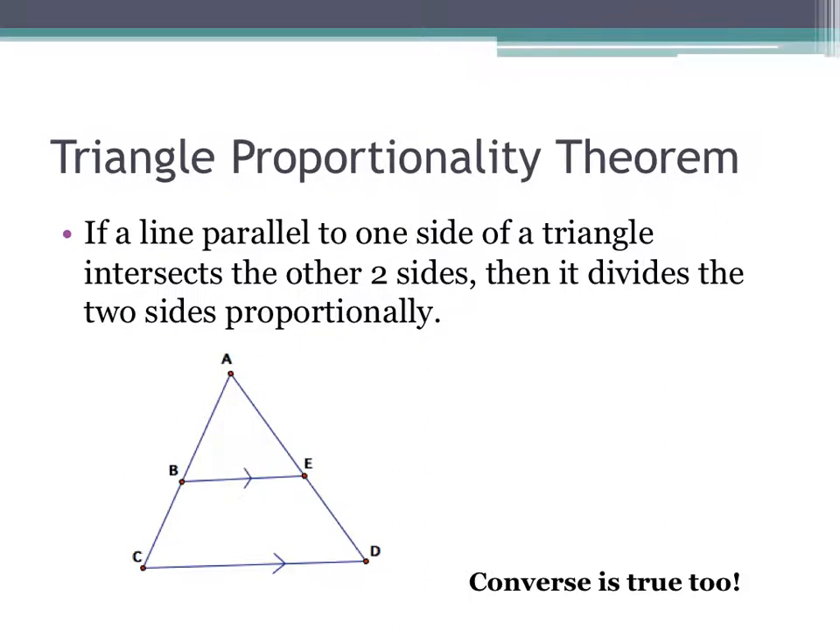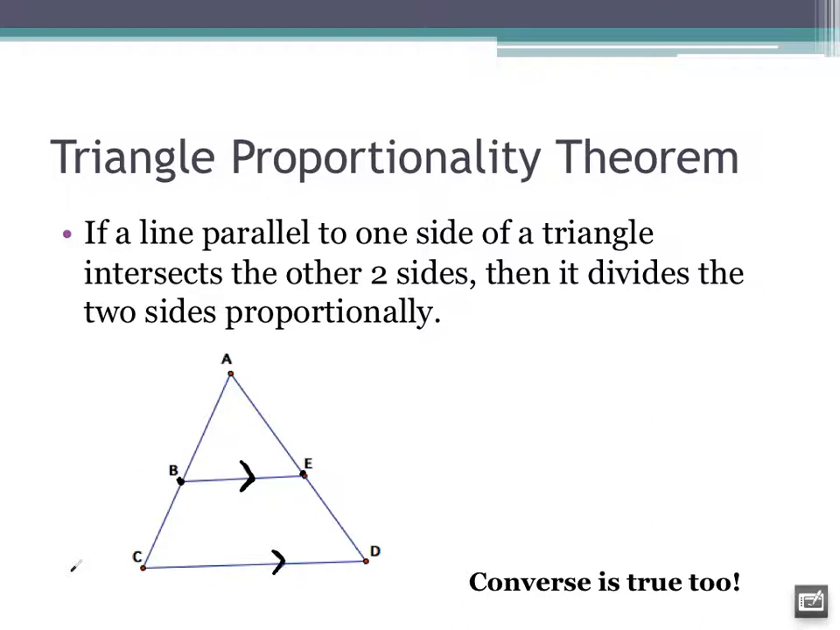This theorem says if a line parallel to one side of a triangle intersects the other two sides, then it divides the two sides proportionally. So let's see what that's really saying. If a line is parallel to one side of a triangle, we have that BE is parallel to CD. Then it intersects the two sides, that's true. Our intersection points are B and E. Then it divides the two sides proportionally.